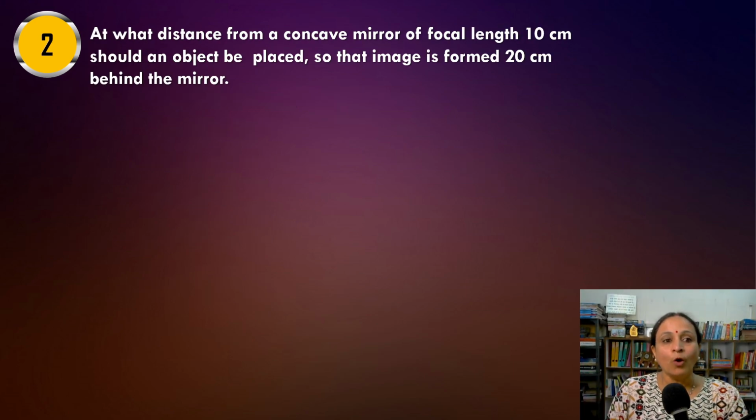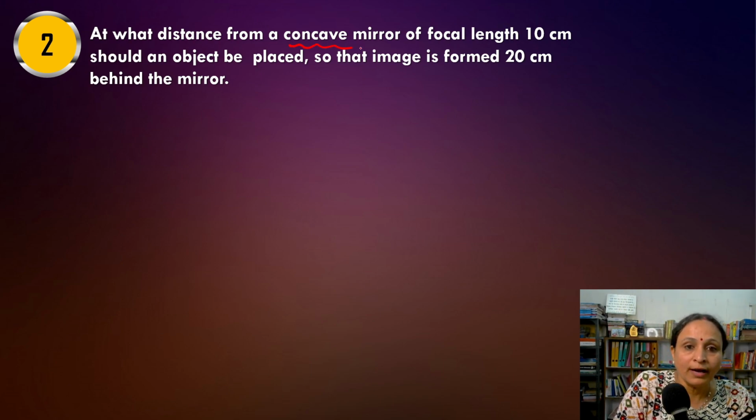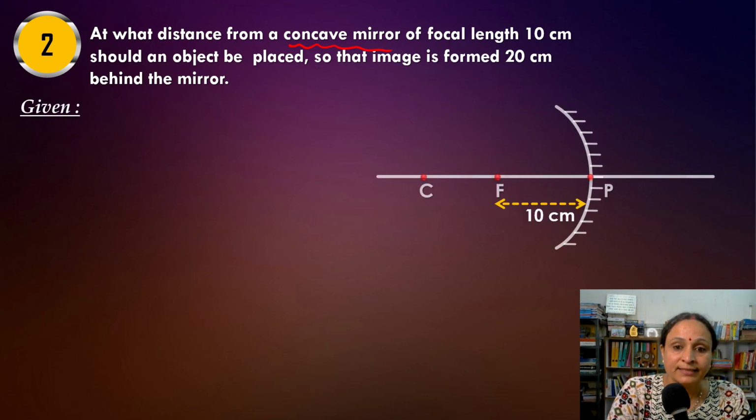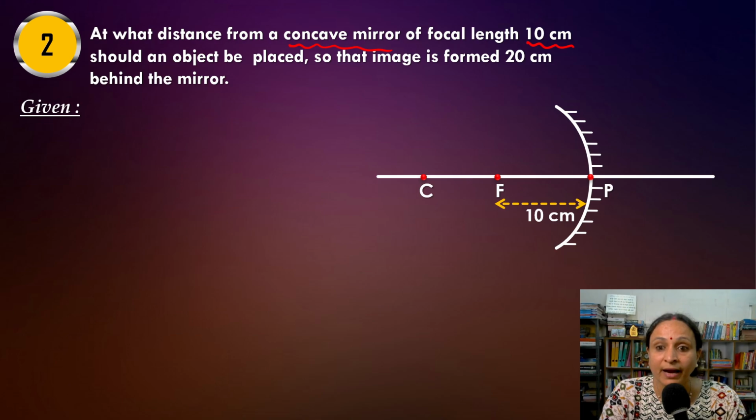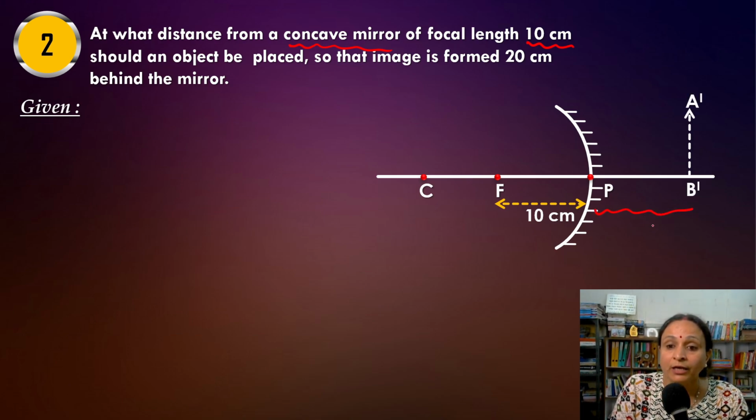Second question. At what distance from a concave mirror of focal length 10 centimeters should an object be placed so that the image is formed 20 centimeters behind the mirror? It is given that there is a concave mirror, the focal length is 10 centimeters. The image is needed behind the mirror, 20 centimeters from the pole.